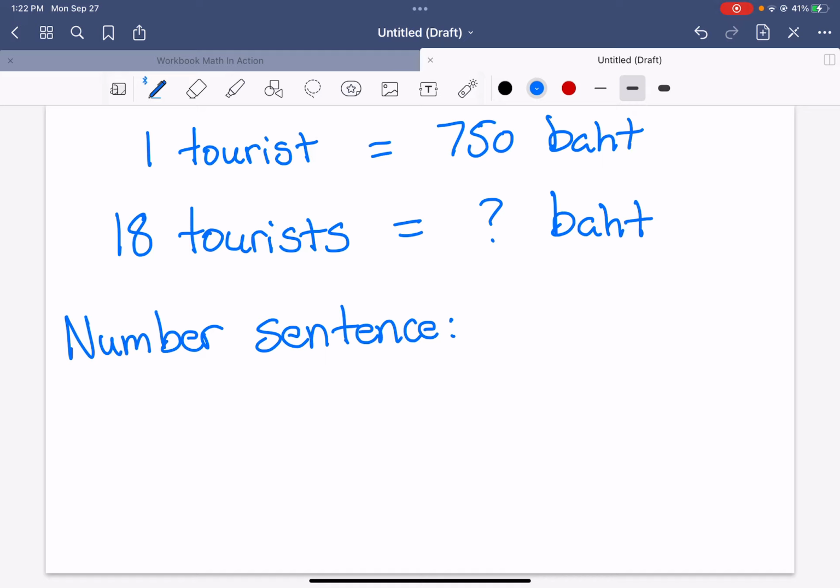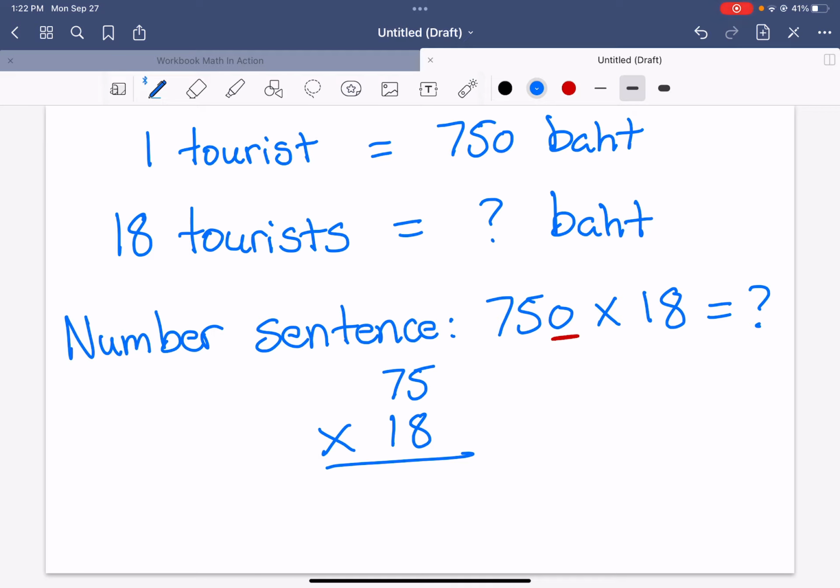So we can just do our number sentence. Our number sentence is just 750 times 18, right? So how many zeros we have? We have 1 0, right? So we can just do 75 times 18. 5 times 8, 40. Carry over the 4. 7 times 8, 56. Plus 4, 60. 5 times 1, 5. 7 times 1, 7. Add them up. 0, 5, 13.